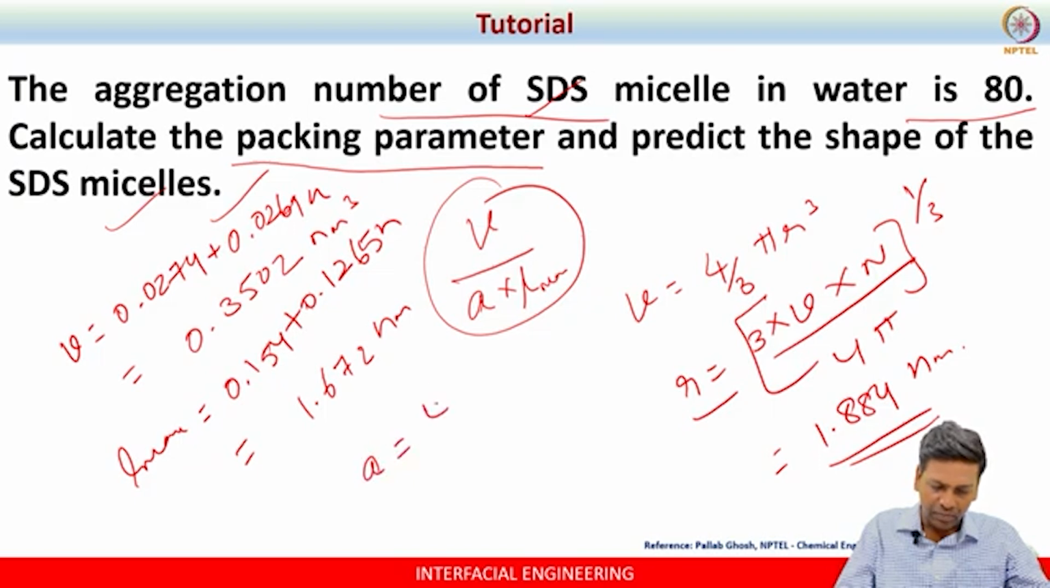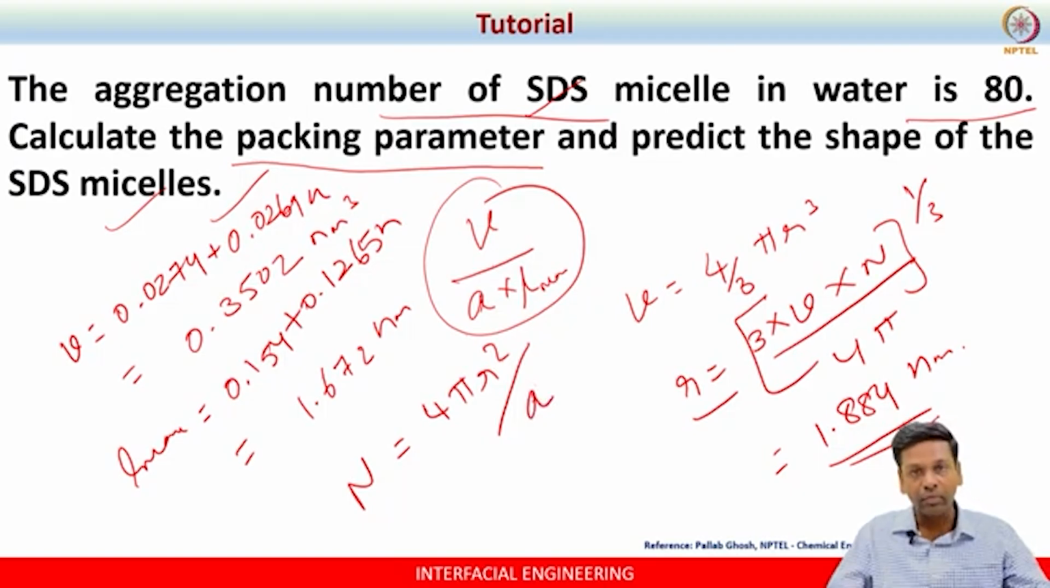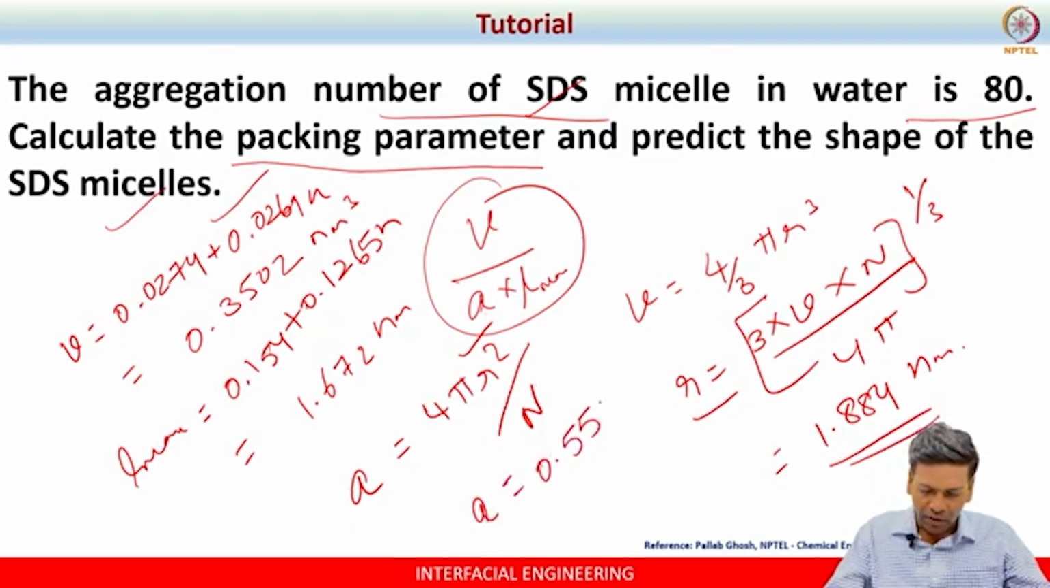Once we know the radius of the micelle, we can calculate A, which is 4 pi r square by n. So n is nothing but 4 pi r square by A, which is the optimum head group area. We can calculate A because we know the aggregation number as well as the radius. So A in this case will be 0.558 nanometer square.